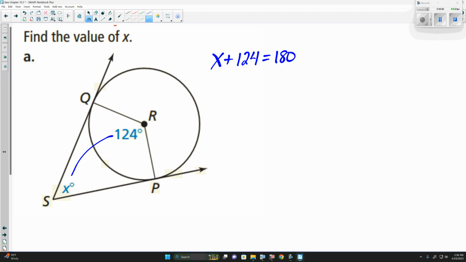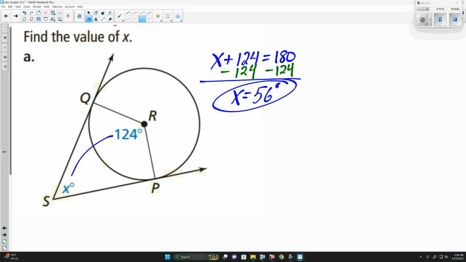So to solve this here, we would, guys, let's focus in. We would subtract 124 degrees from both sides. That gives 56 degrees. And that's it. Questions on any of this here?